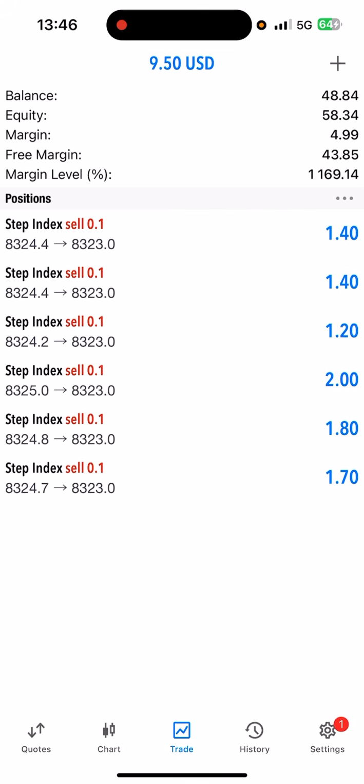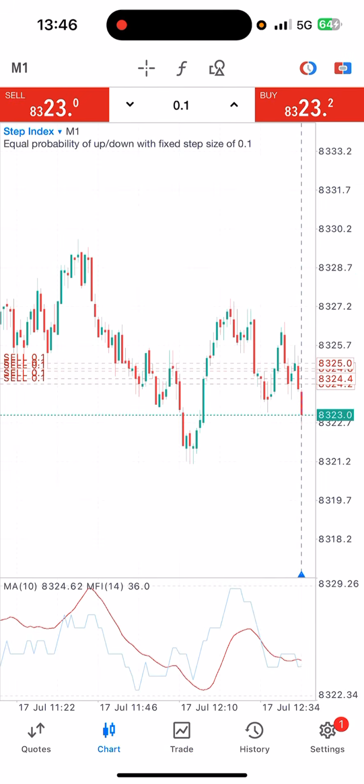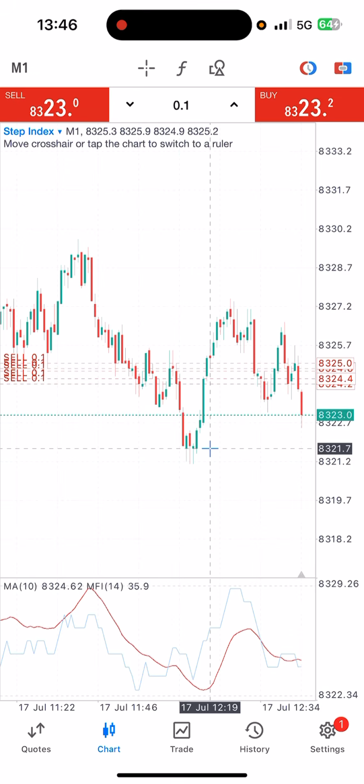So we're making money, guys. Simple strategy, simple concept. Any beginner can use this strategy.